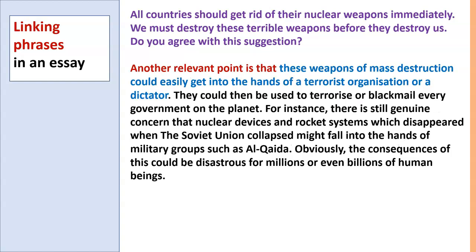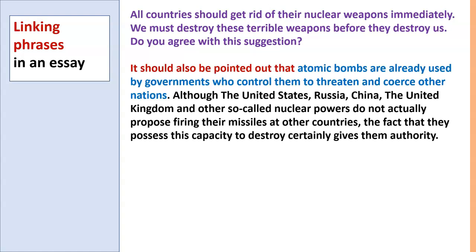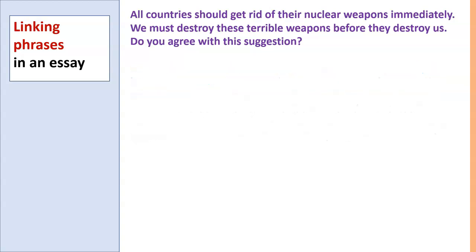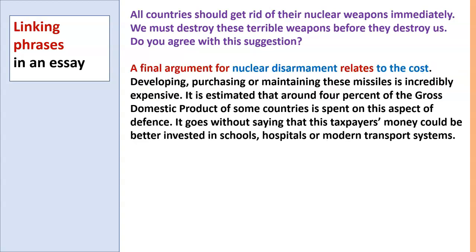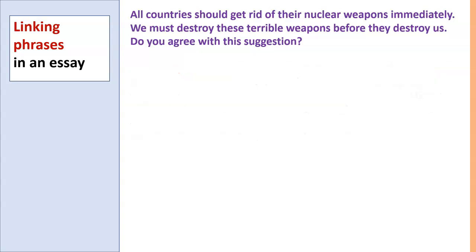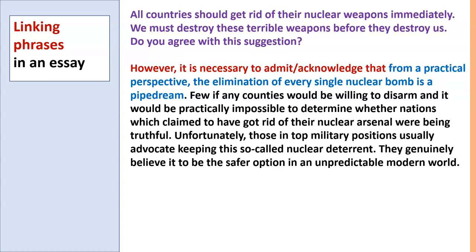Here's another paragraph with a linking phrase. Another relevant point is that. You can see that many of these phrases end with that, and you can follow that clause. Another paragraph and the linking phrase, it should also be pointed out that. And final argument for something relates to something else. So this is a nice linking phrase. However, it's necessary to admit or acknowledge that. So when we want to put forward an idea which doesn't support our point or our position.